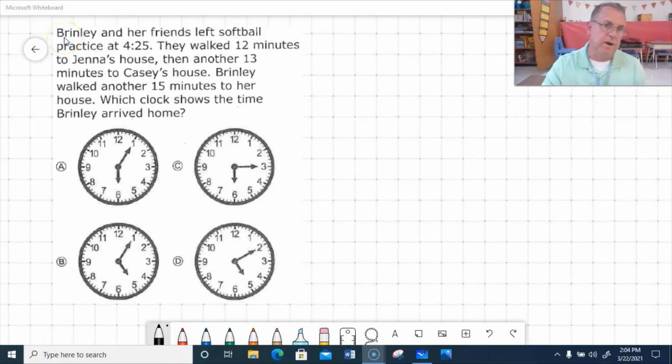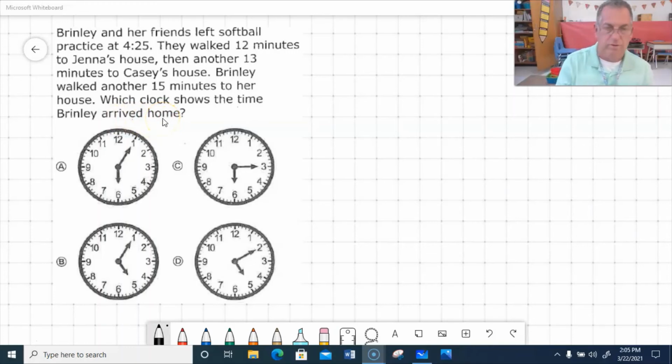Okay, we'll work on some guided practice problems right here. It says, Brinley and her friends left softball practice at 4:25. They walked for 12 minutes to Jenna's house and another 13 minutes to Casey's house. Okay, Brinley walked another 15 minutes to her house. Which clock shows the time Brinley arrived at home?